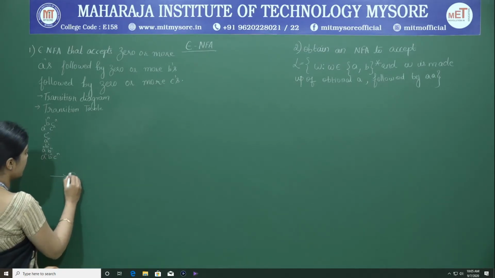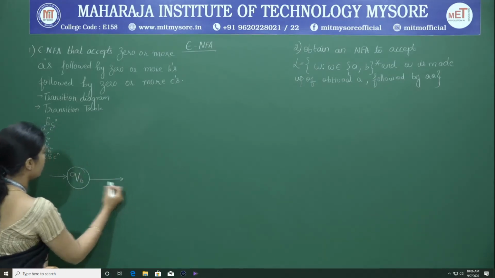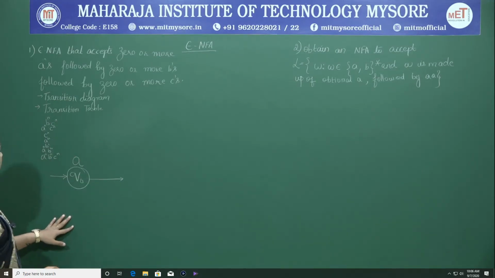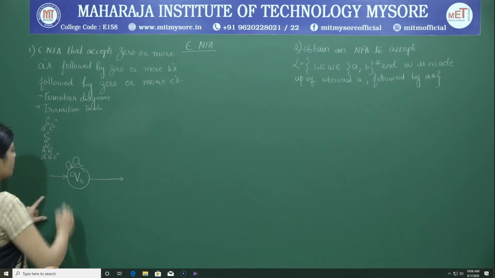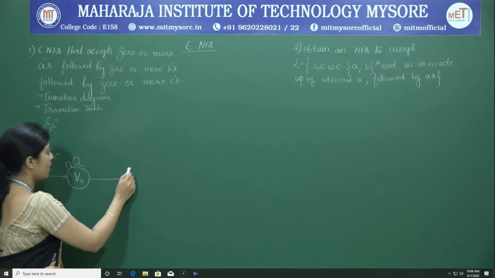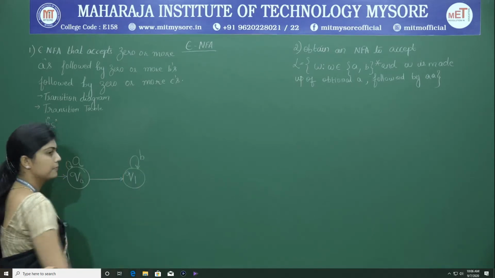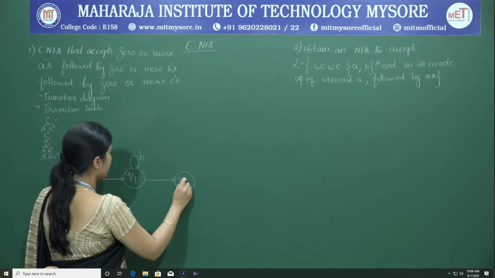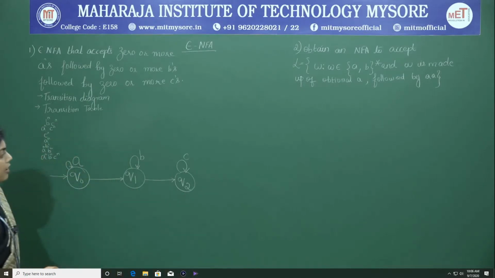We will take up a start state, Q naught. We may accept any number of A's, which is on a loop. This has to be followed by any number of B's, and then it is followed again by any number of C's. So, this is just the skeleton of the epsilon NFA.